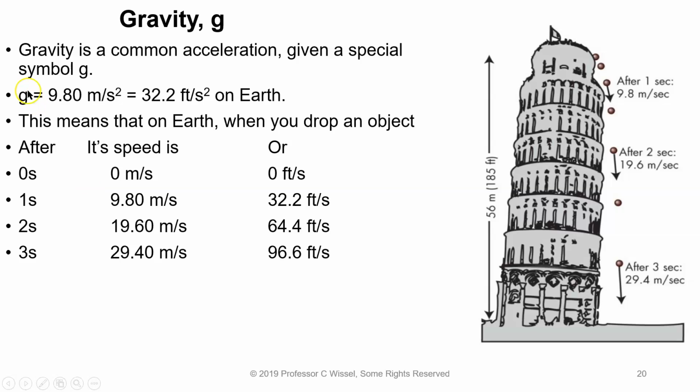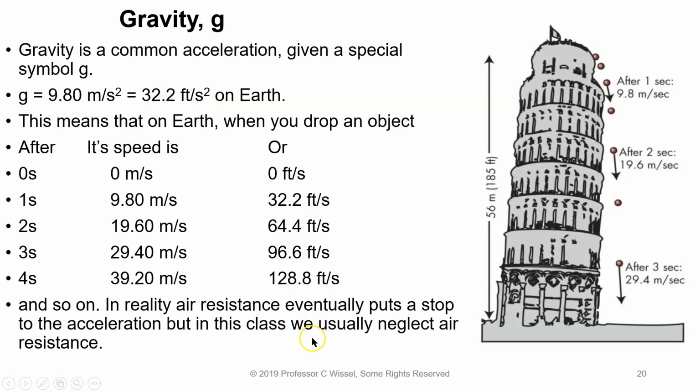After 3 seconds, 3 times 9.8 means 29.4 meters per second. 3 times 32.2 feet per second is 96.6 feet per second, etc. After 4 seconds, 4 times 9.8 gives you 39.20 meters per second. 4 times 32.2 feet per second is 128.8 feet per second, etc.